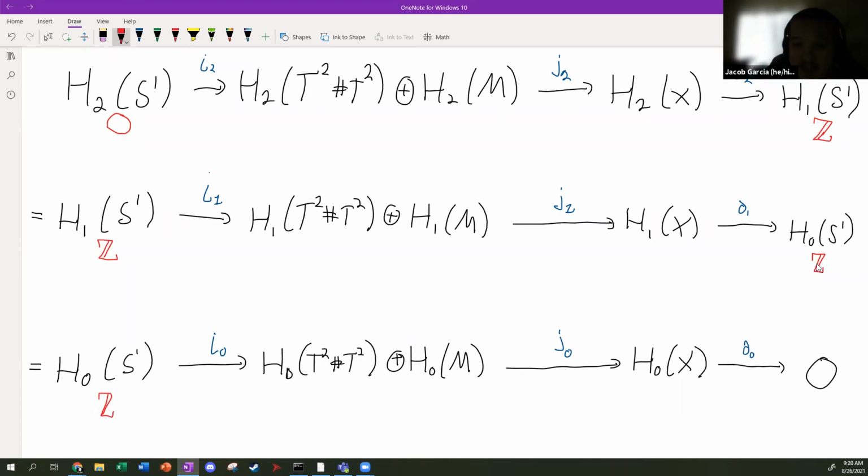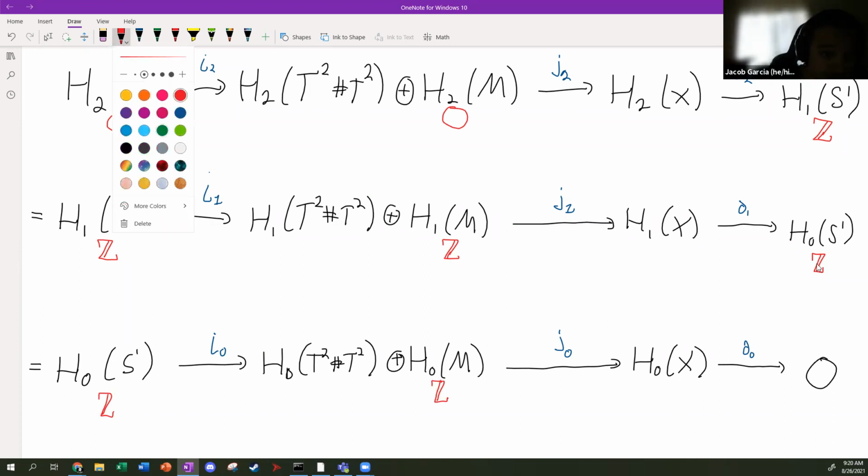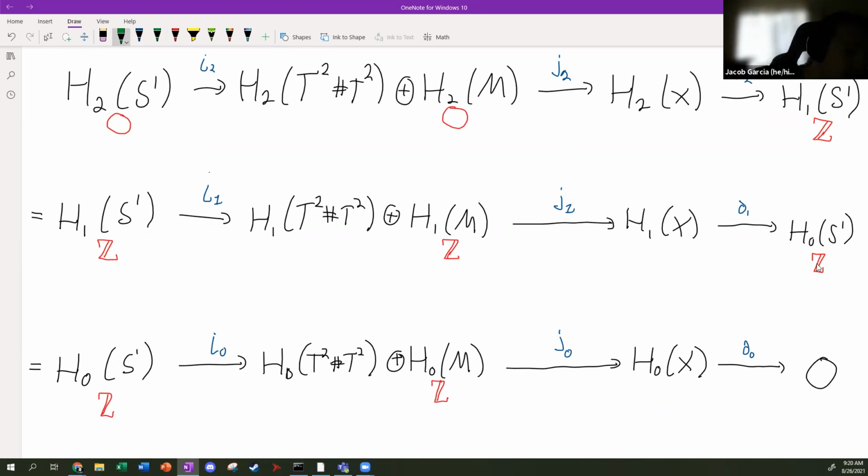Also, the Mobius band is a circle, so its second homology is 0, its first homology is Z, and its 0th homology is Z as well. So that's all the stuff that I get from knowing what the circle is. Let's do in green all the stuff that I get. So this here is going to be Z. This here is Z to the 4. And this is Z.